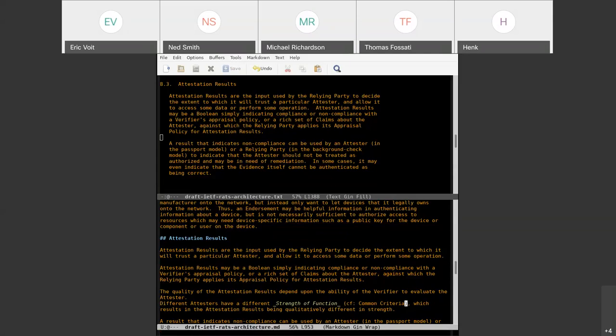Yeah, but basically the fragment following that is defining what we mean by strength of function, which is that it's qualitatively different in strength. So this already covers my comment. I'm happy to say, at least from my point of view, it's covered. If people can just figure out what reference it is, I'm good. I think this is an important concept, and now that it's in there, you've covered all the comments I put in as part of my last call review.